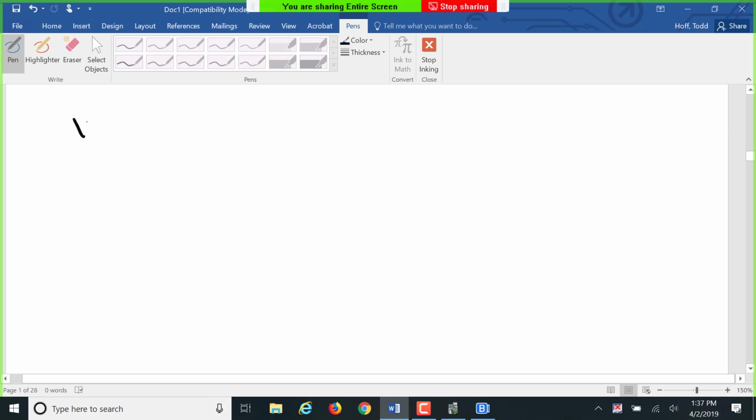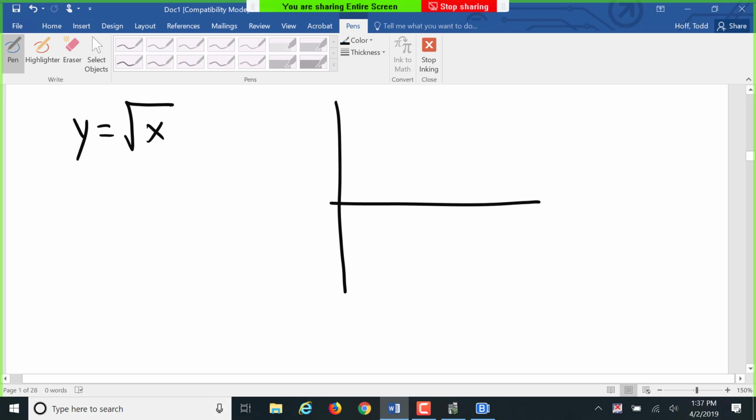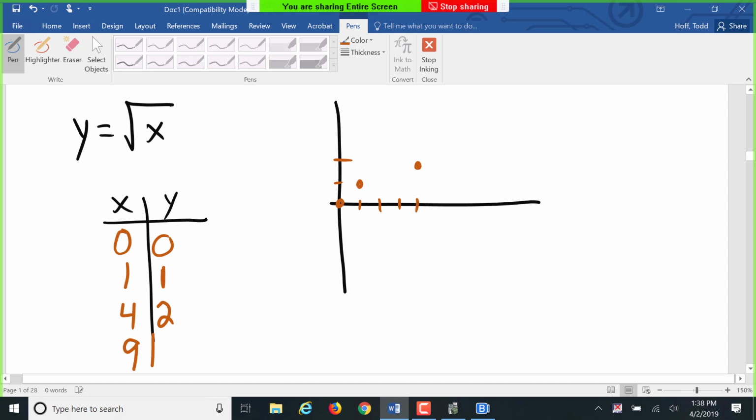Next, we want to look at y equals the square root of x. Now, there's a restriction on this. x obviously cannot be negative. Well, if x is 0, what's y have to be? 0. If x is 1, what's y have to be? 1. Good. I'm going to pick numbers that are easy for me. If x is 4, what's y have to be? 2, good. So 4, 2 is a point. If x is 9, what's y have to be? 3. So 9, 3. So we get that curve like that.